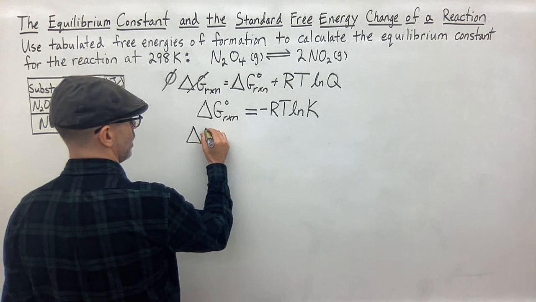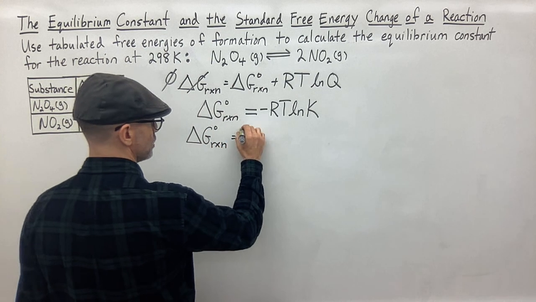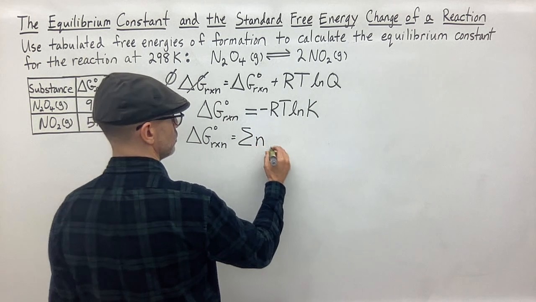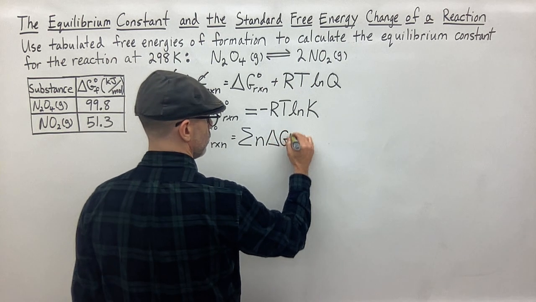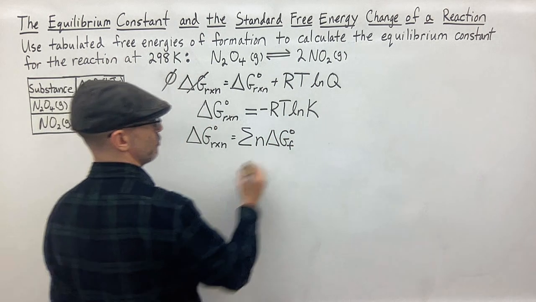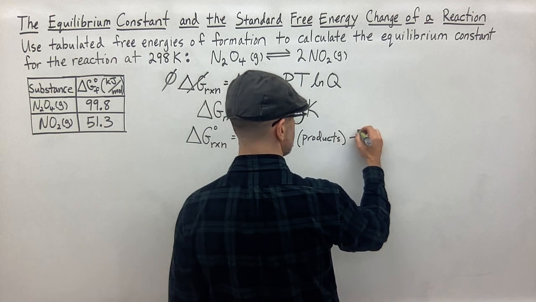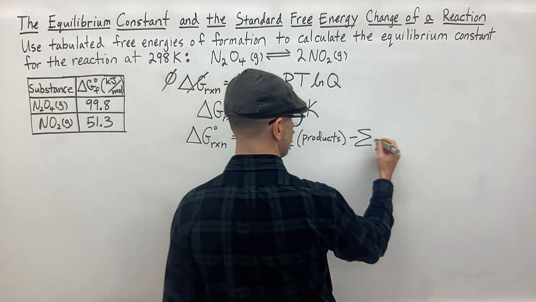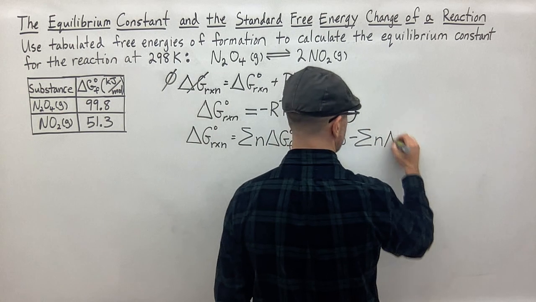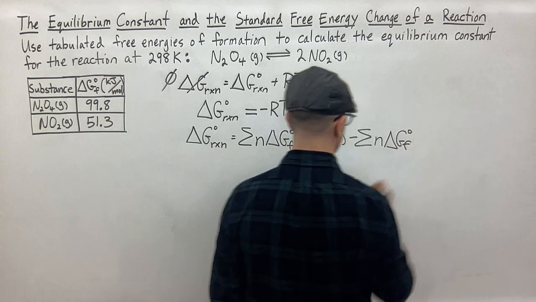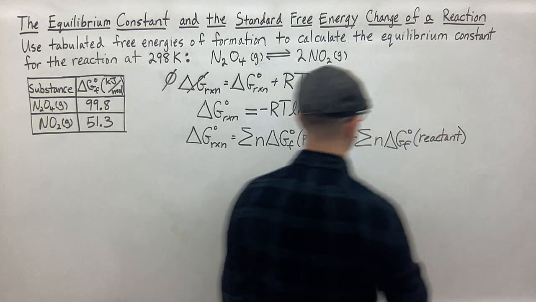We're going to start with this equation. The standard free energy change of a reaction is equal to the sum of the standard free energy changes of formation of the products multiplied by their coefficients, minus the sum of the standard free energy changes of formation of the reactants multiplied by their coefficients. So products minus reactants.